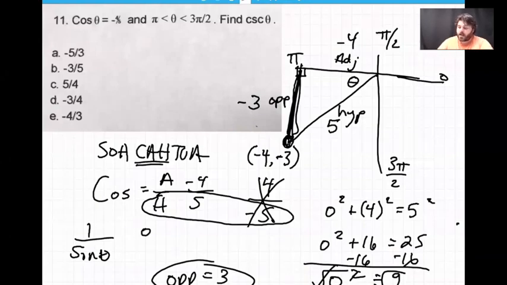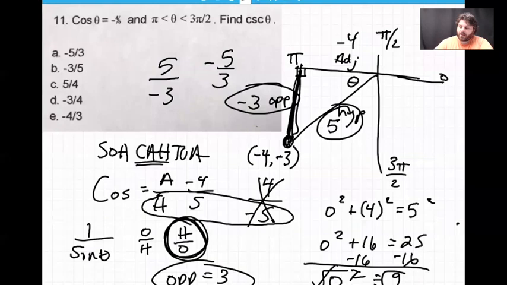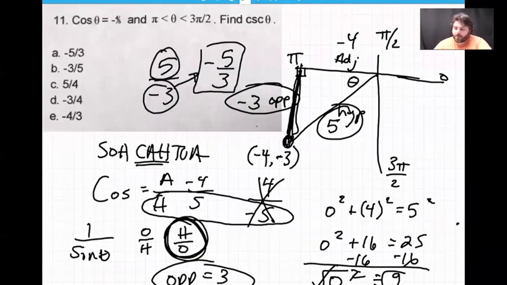Well, sine is opposite over hypotenuse. So when I flip it, it's hypotenuse over opposite. That is my goal. Hypotenuse is 5, opposite is -3. So 5 over -3, which is -5/3, right? A positive divided by negative makes a negative overall. And so answer choice A is correct.